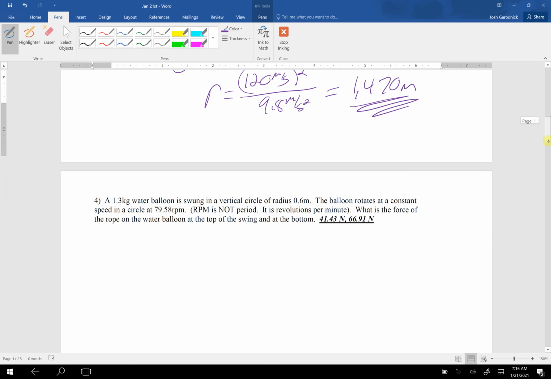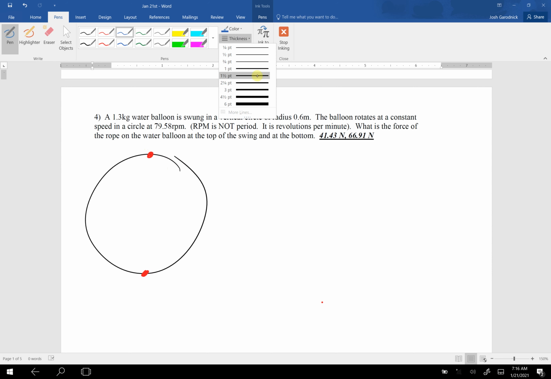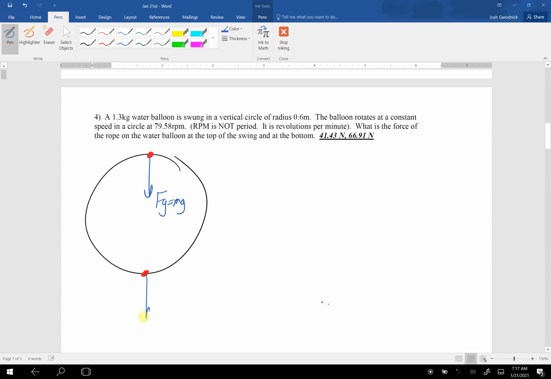And the last problem I'd like to do is number 4, which is a vertical circle where there's something being swung in a vertical circle on a rope. And remember that we focus only on the top and the bottom of our circular path when drawing the free body diagrams. For this one, the good thing is that gravity is always down. You don't have to worry about that. Tension is always toward the center. So we have the force of the rope toward center.